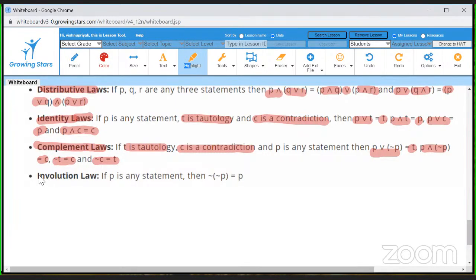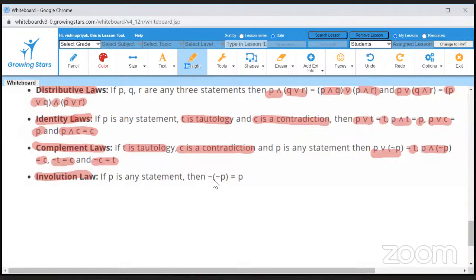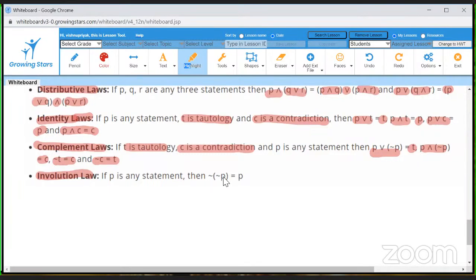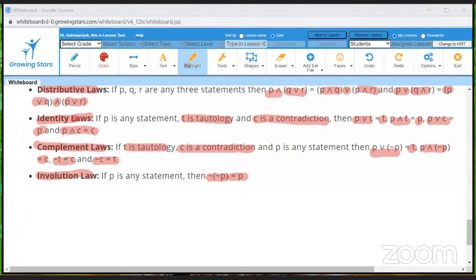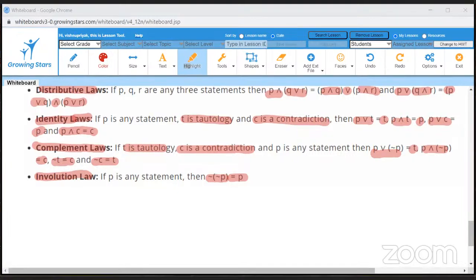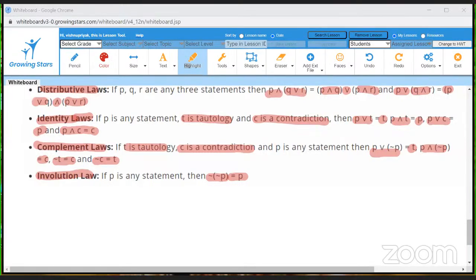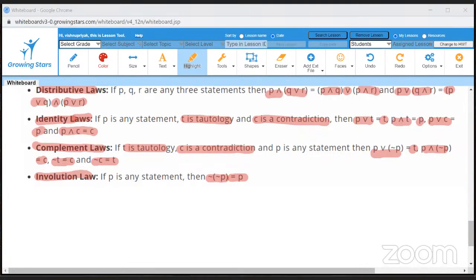Involution law means double negation of P will give you P. So these are the important things for mathematical reasoning. Let us see some questions based on this.